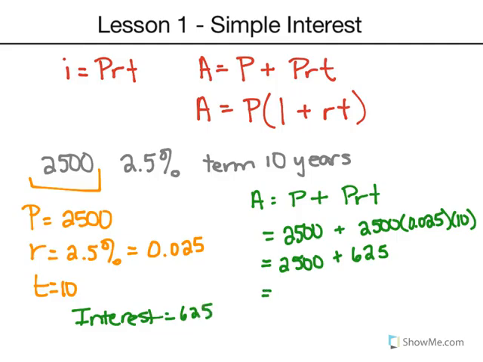And when we add the two together, we get $3,125. So our future value is $3,125. That's how much money you have at the end of 10 years.